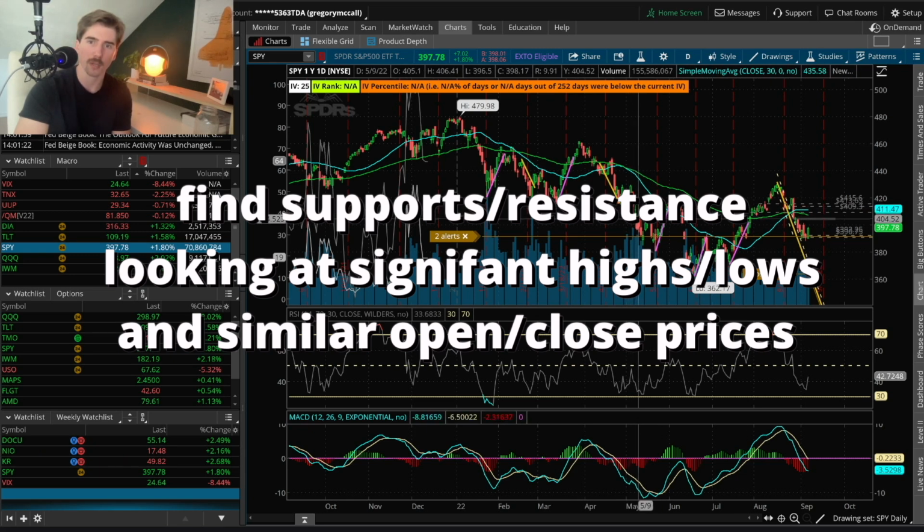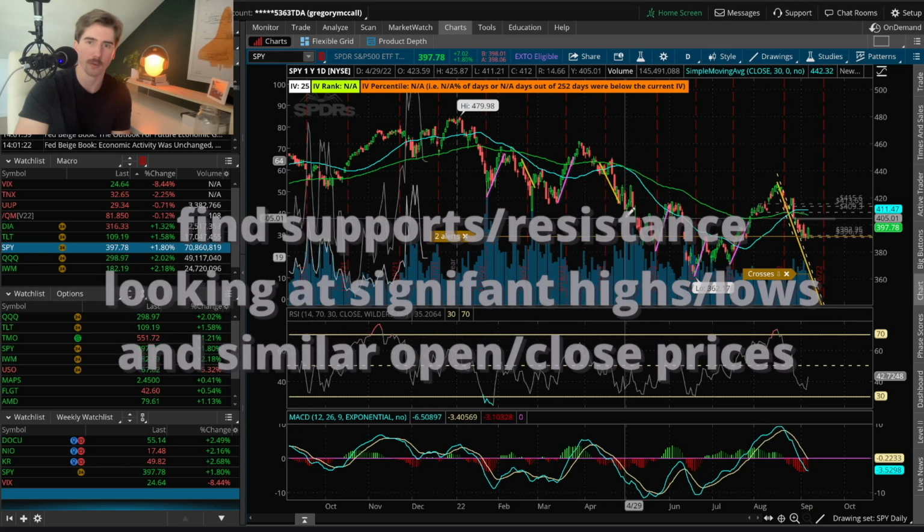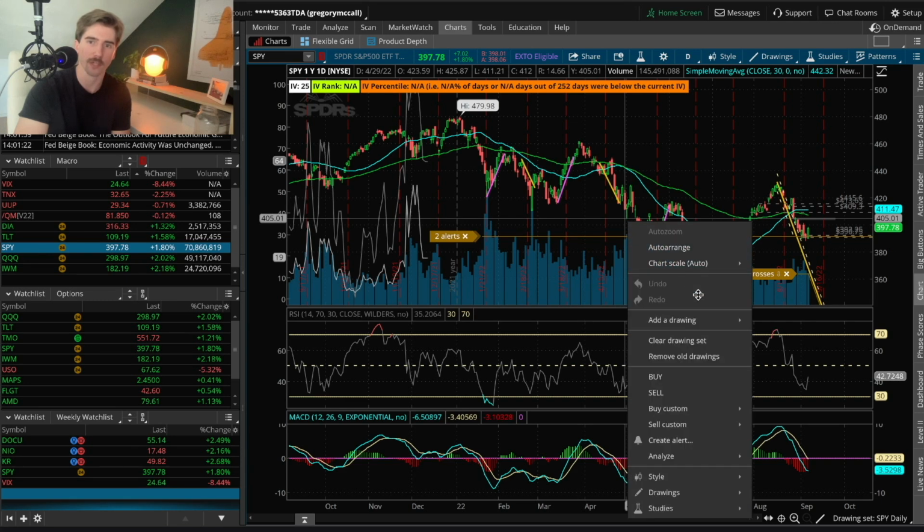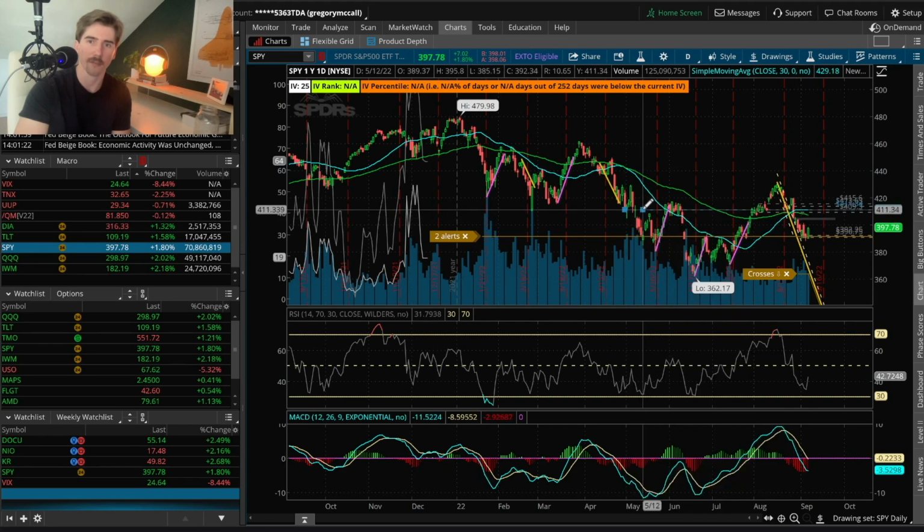And there's a couple of opens right here with these red candles, so this is a pretty solid support to go by. So we're going to draw it up at 405, which is roughly the low of the candle. And now we have our new resistance. So whenever SPY comes to around 405, there's a decent chance that it might get rejected.